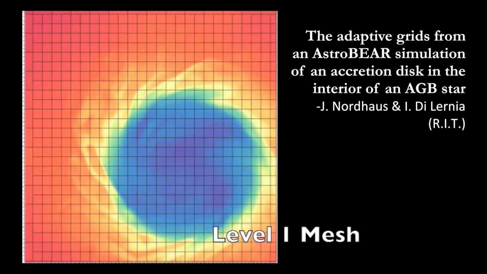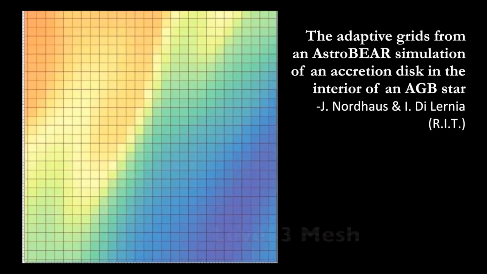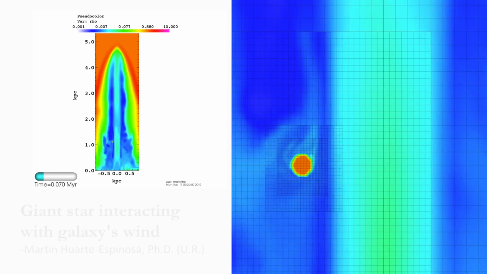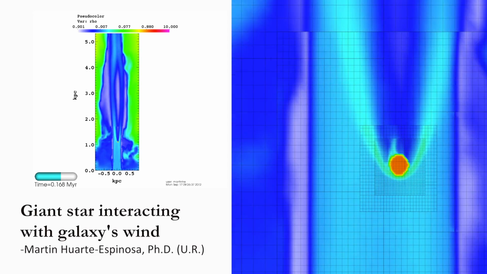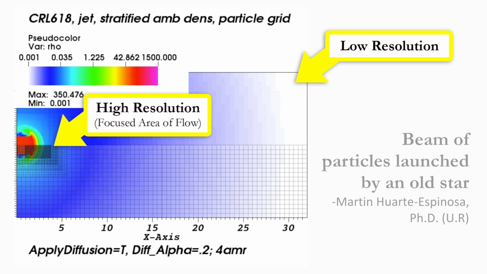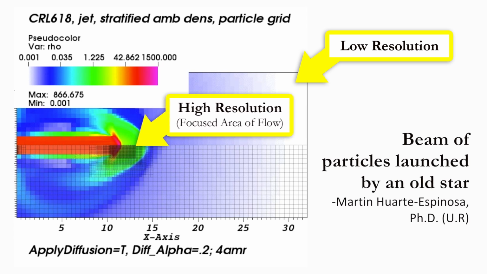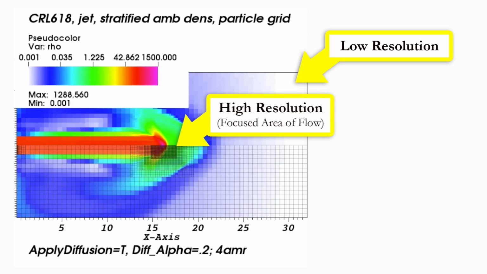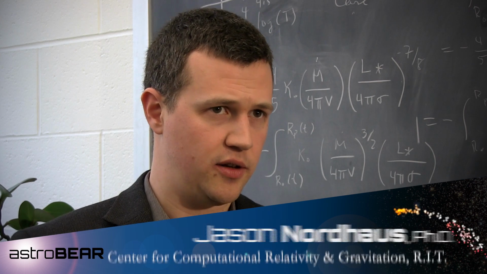Basically, what AstroBEAR does is it simulates an astrophysical situation like a collapsing cloud of gas in such a way that the resolution, its ability to finely follow any individual piece of the gas, changes as the flow changes. So if the gas cloud is collapsing, the resolution basically follows the cloud as it falls with it. And it can then ignore the parts outside the cloud because you don't really want to waste computational resources computing empty space.